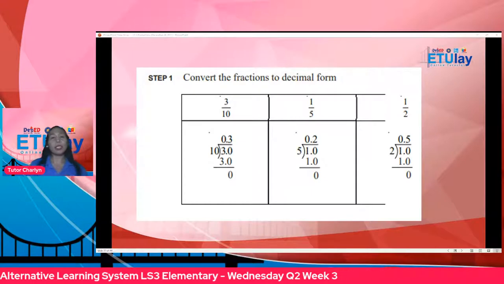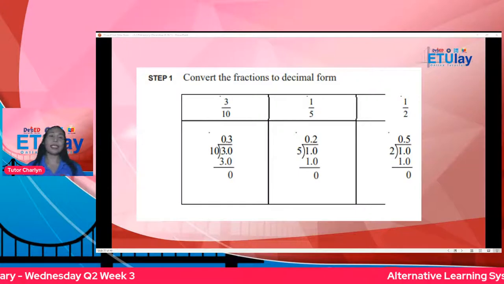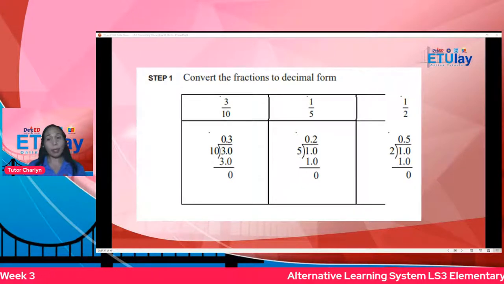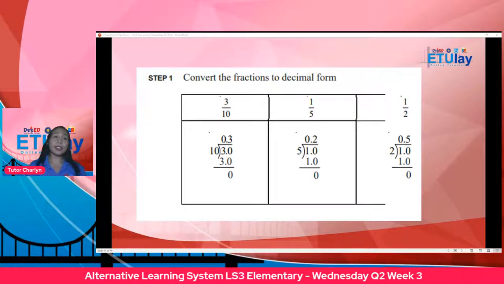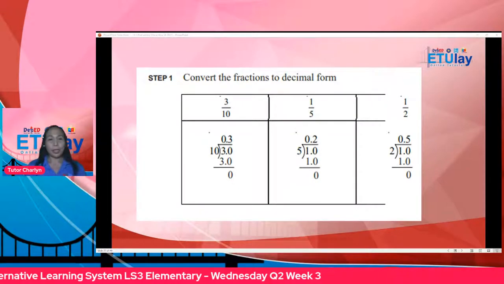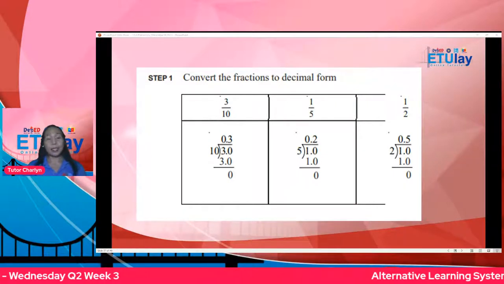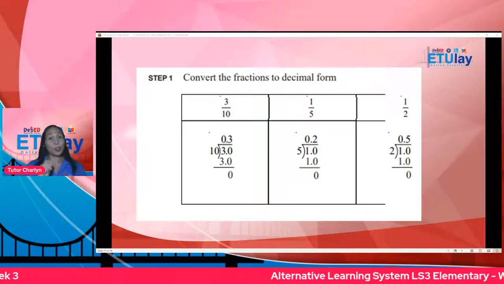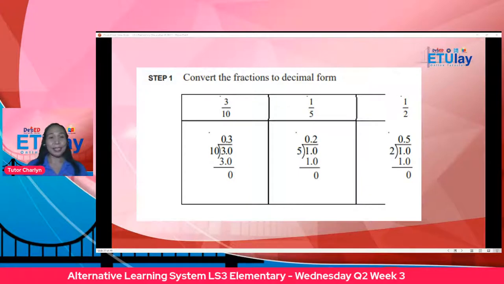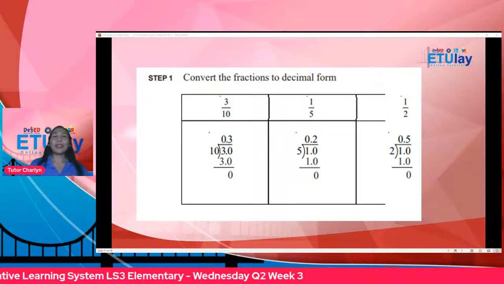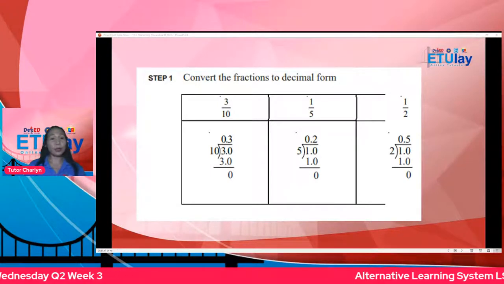So we have 3/10. The 3 is the dividend and 10 is our divisor. We cannot divide 3 by 10, so we put 0 and add a decimal point. Then add 0. So 30 divided by 10, we got 3. Then divide, multiply, subtract. Multiply 30, then subtract, 0. So, 3 over 10 is equal to 0.3.